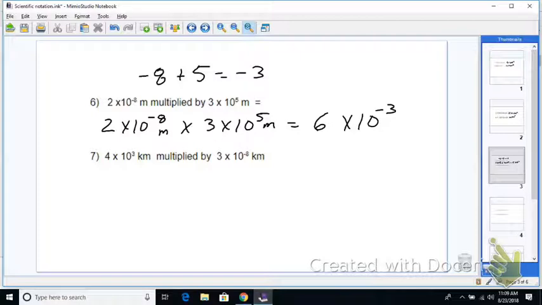So go ahead and do 7. Problem with 7, you have to do one extra step. You have to get it back to where you have one digit to the left of the decimal. Let's see if you can come up with the right answer. So 4 times 10 to the third multiplied by 3 times 10 to the minus 8. Now the units for this one should have been meters squared. Meters times meters is like area in meters squared. So go ahead and do number 7.